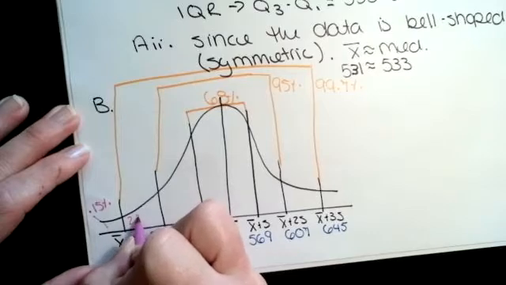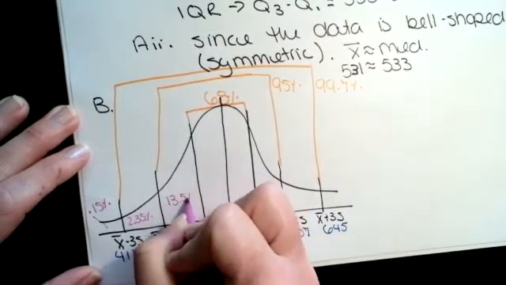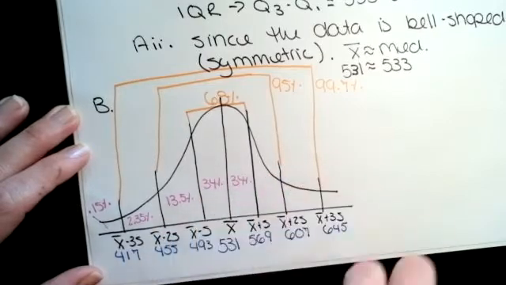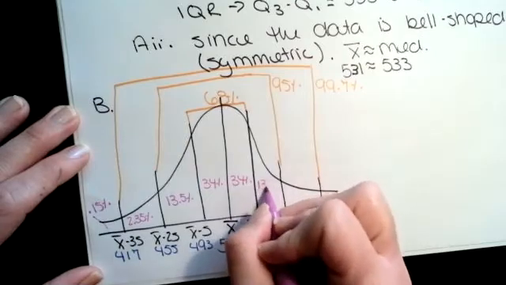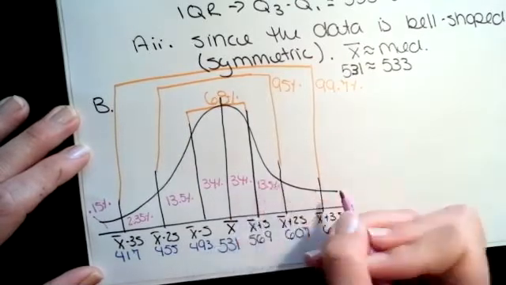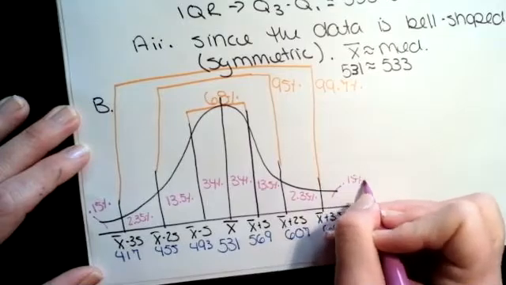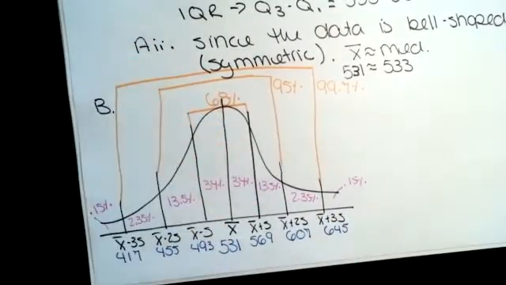And then I have 2.35%, 13.5, 34 for the 2 middles, right? 34 and 34 give me my 68. That's where that comes from. 13.5, 2.35, and again, 0.15. So remember, it's a mirror image. If you folded your paper on the mean, it'll be the same on both sides.